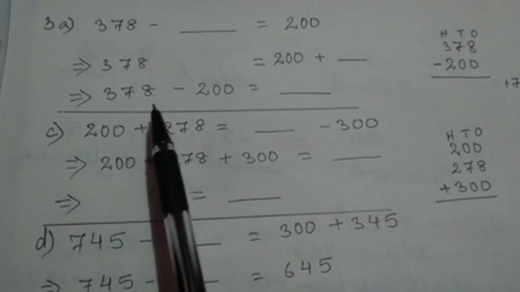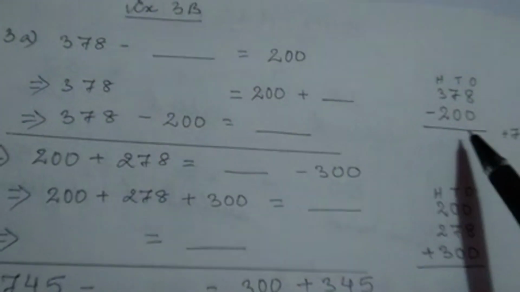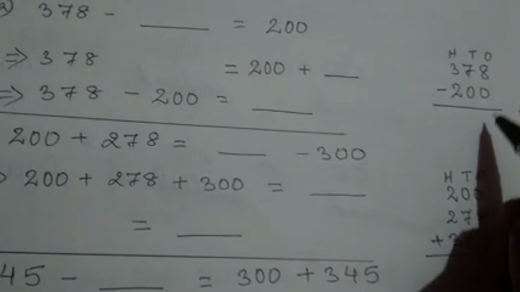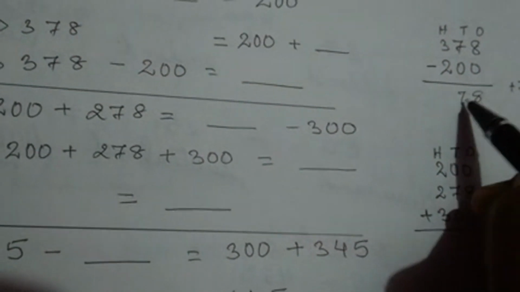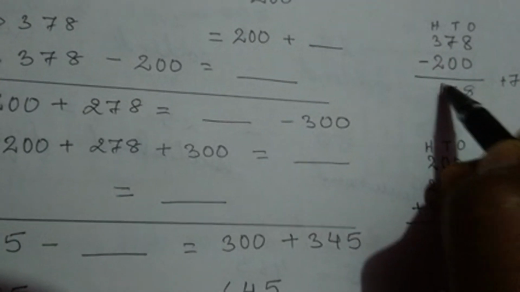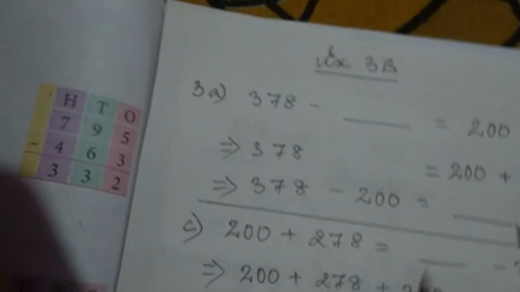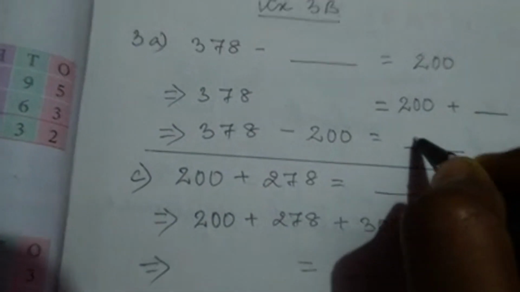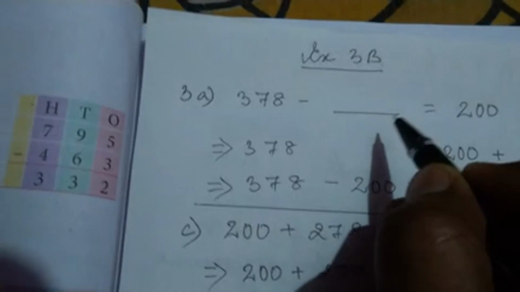So 378 minus 200. Okay. So this we can subtract here. After putting it in proper column, 8 minus 0 is 8. 7 minus 0 is 7. 3 minus 2 is 1. So our answer is 178. So let us write here 178.